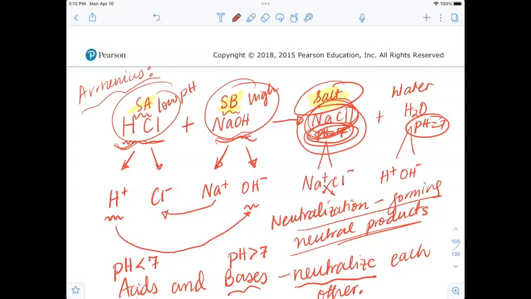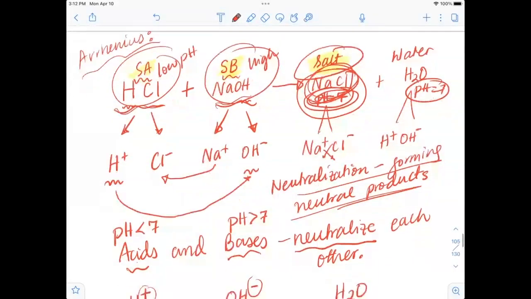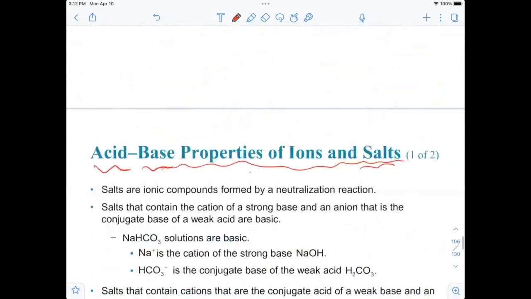So when you have a strong acid and a strong base, they make a neutral salt because the child, the salt, is representing both parents equally. Okay? So hopefully I've made that point. Now I can move on.